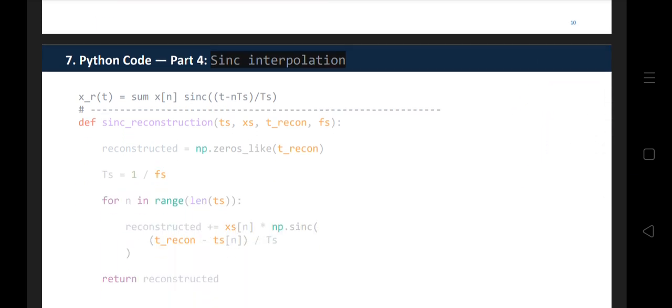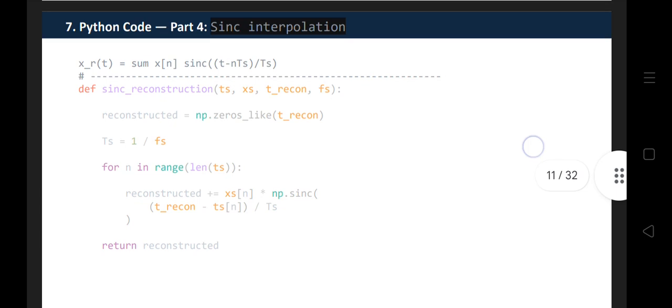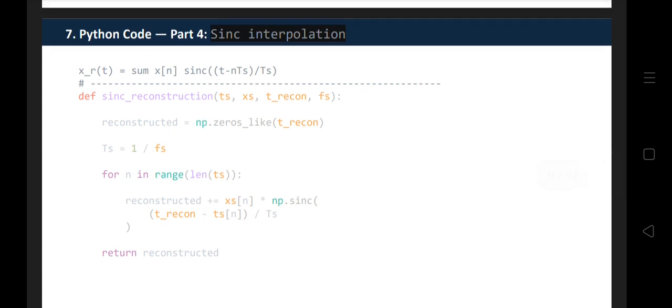And the next part is sinc interpolation. Here I implement sinc reconstruction. Each sample is multiplied by a shifted sinc function, and all these shifted sinc functions are added together. This gives the reconstructed continuous time wave.